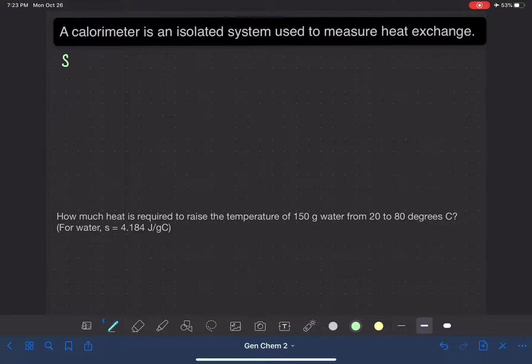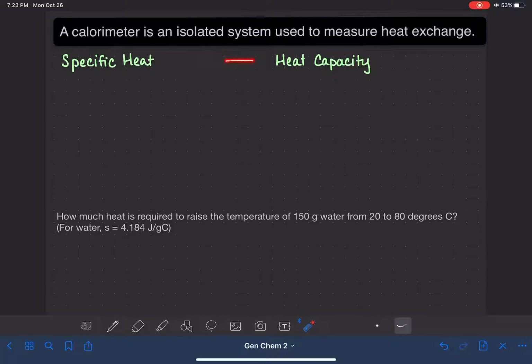These two very important concepts are specific heat and heat capacity. All calorimetry problems and all calorimetry experiments rely on either specific heat or heat capacity. So it's necessary that you have a really good understanding of these two concepts. Specific heat we abbreviate with a lowercase s, and heat capacity we abbreviate with a capital C.